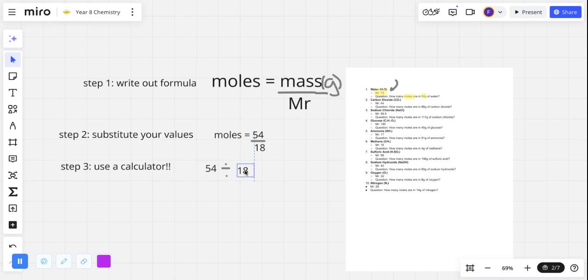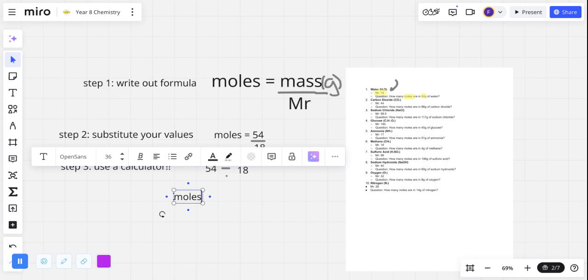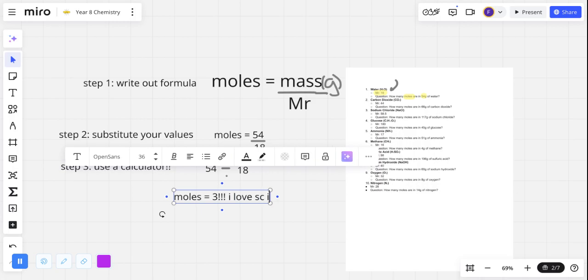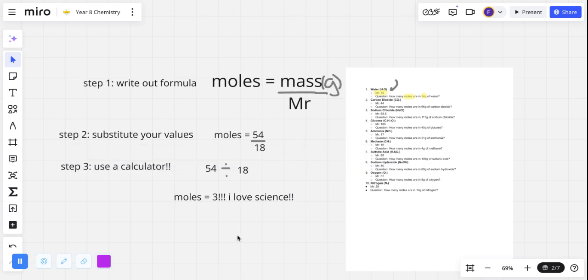So the answer is moles equals 3. I love science. Do not write I love science, though I assume you all do. There you go, that's it. All right, and you've got 10 questions.